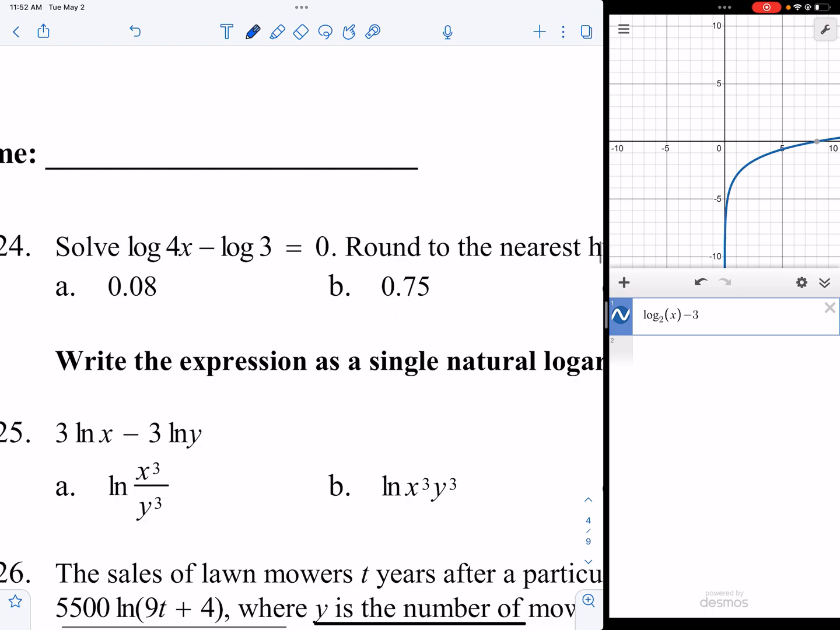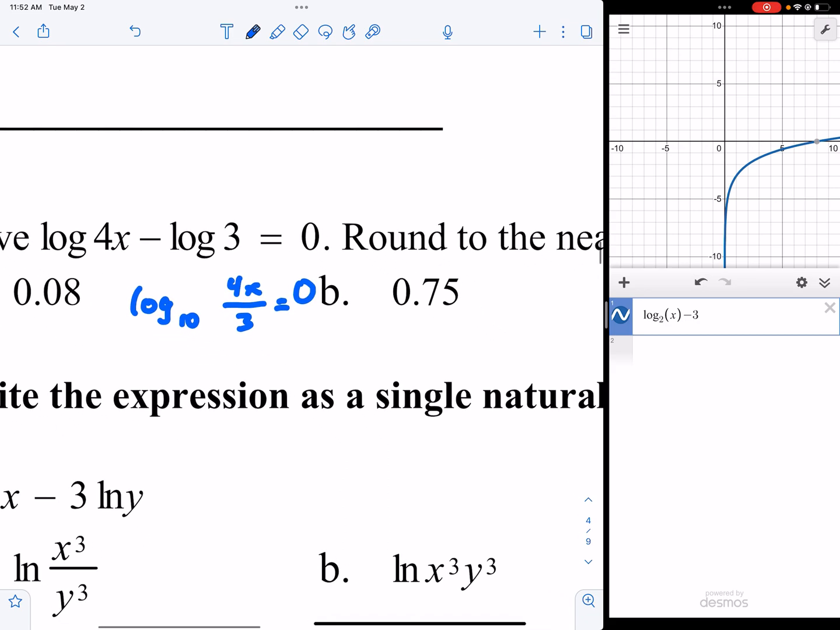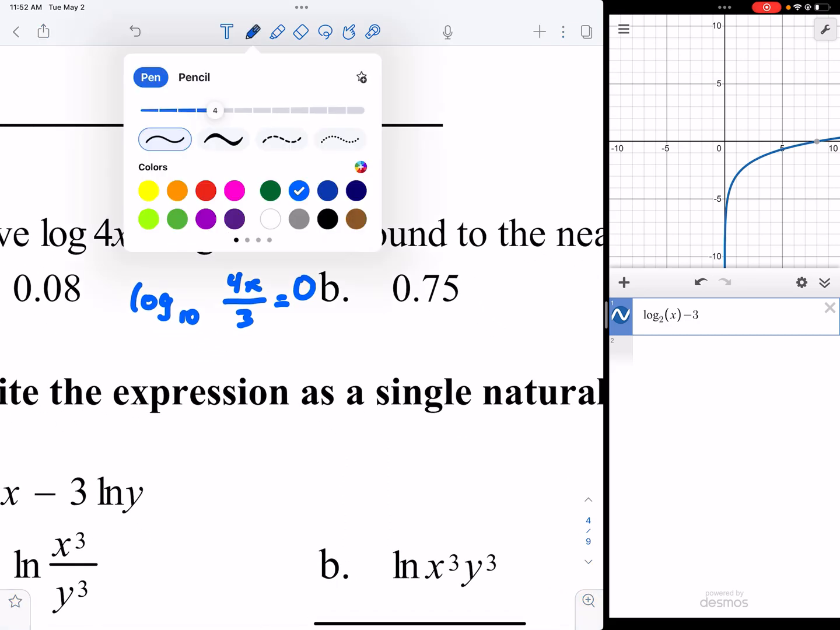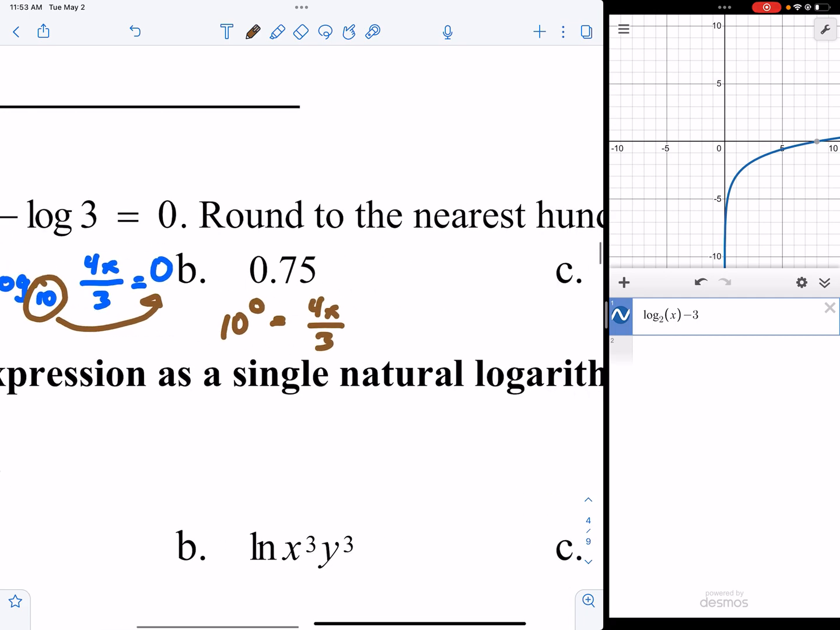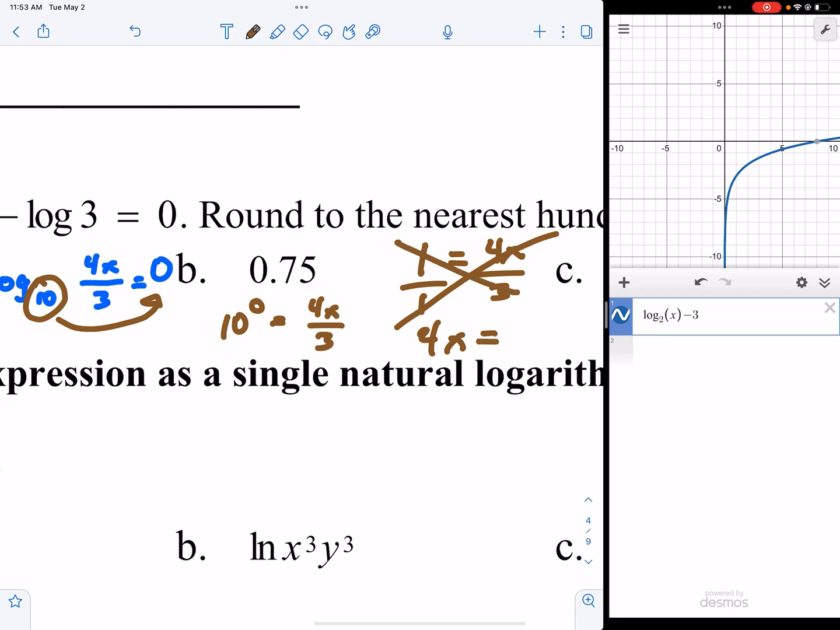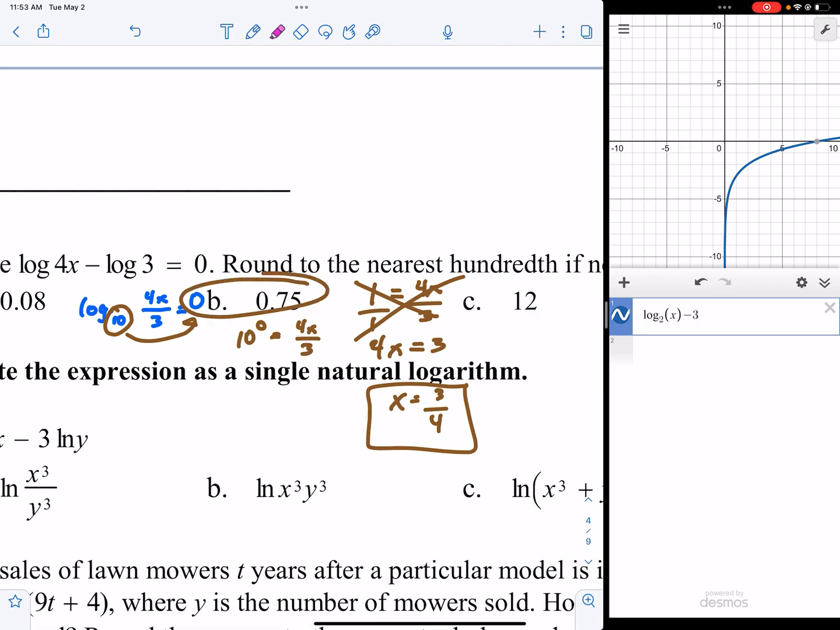Okay? All right. Log, if there's no base, it's 10. Log of 4x over 3 equals 0. Okay. So now let's switch this to exponent form. 10 to the 0 equals 4x over 3. Anything to the 0 is 1. So that means 1 equals 4x over 3. Let's cross multiply. Okay, so 4x equals 3. X equals 3 over 4, which is 0.75. Okay.